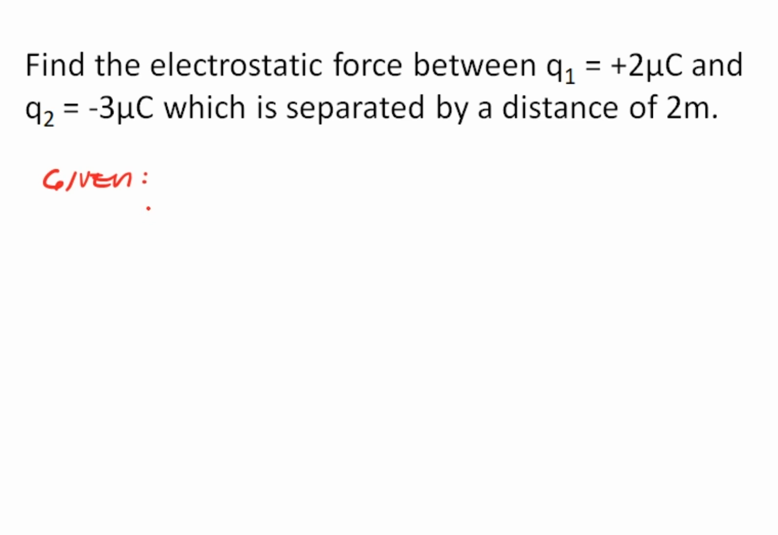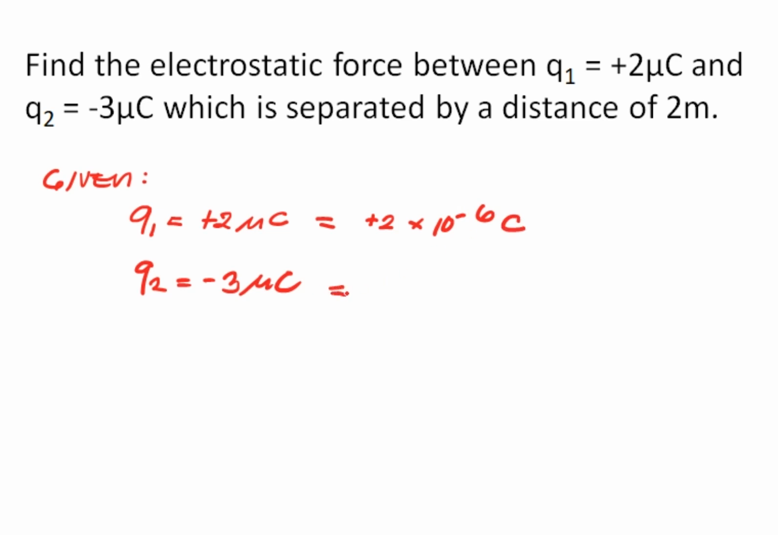The given: we have Q1, the first charge, positive 2 microcoulomb, and the second charge, Q2, is negative 3 microcoulomb. Q1 is equal to positive 2 times 10 raised to negative 6 coulomb. Q2 is equal to negative 3 times 10 raised to negative 6 coulomb. And the distance between them, distance r, is equal to 2 meters.